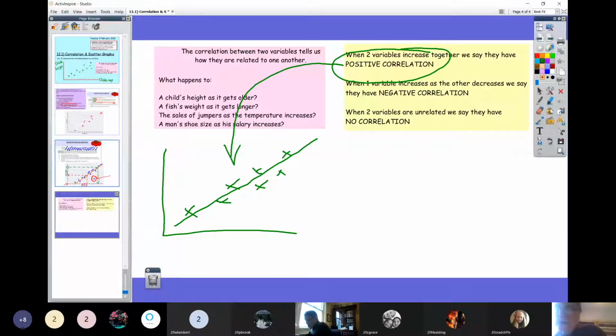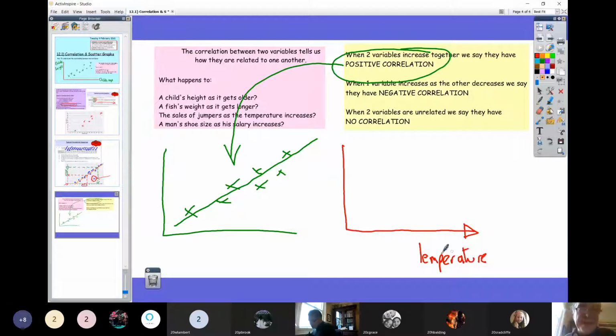Now, it may be that it's the other way round. Imagine we've got temperature across the bottom, and you run a shop that sells coats. So we have coat sales going up the side. When temperature is cold, you're going to sell loads of coats. So when it's really cold, like a day like today, so it's nearly freezing, say the temperature is really small at the bottom. You might sell loads of coats if we weren't in lockdown.